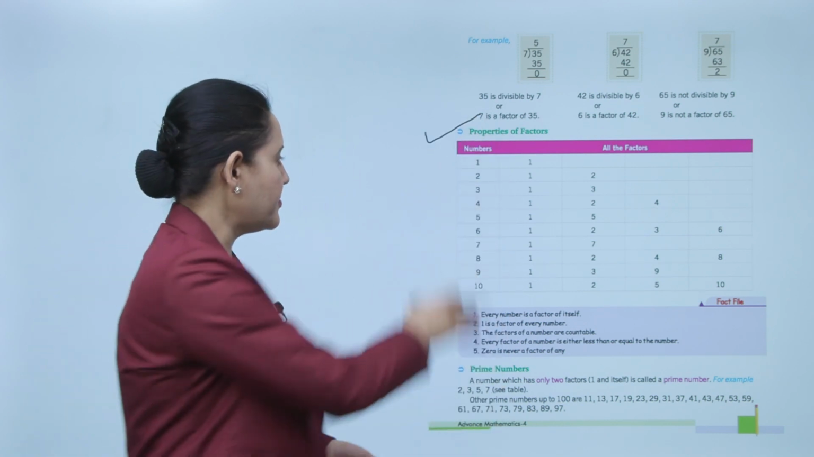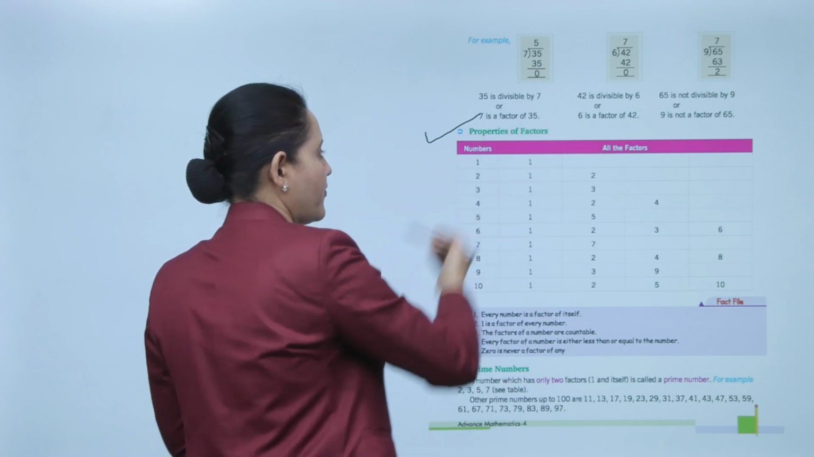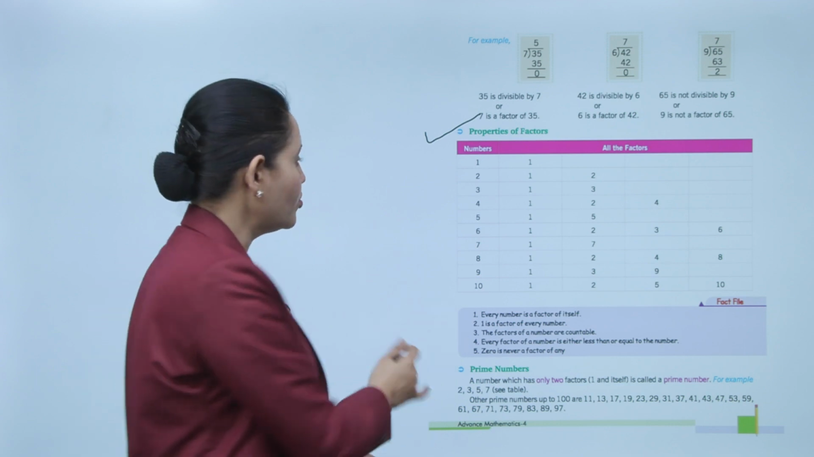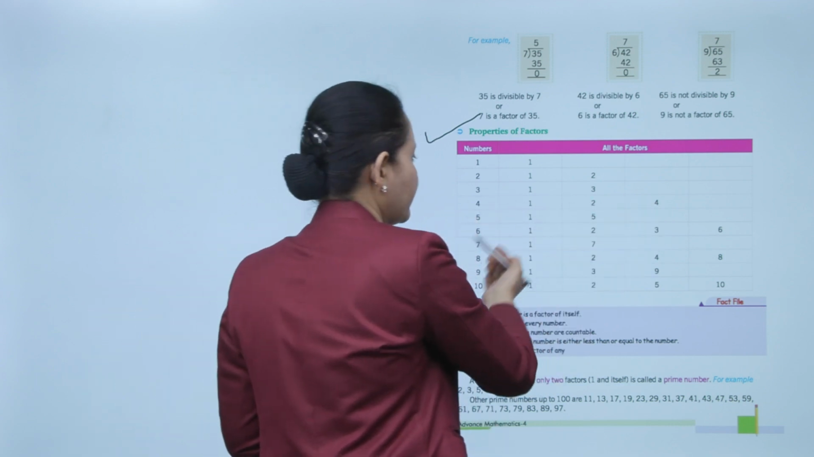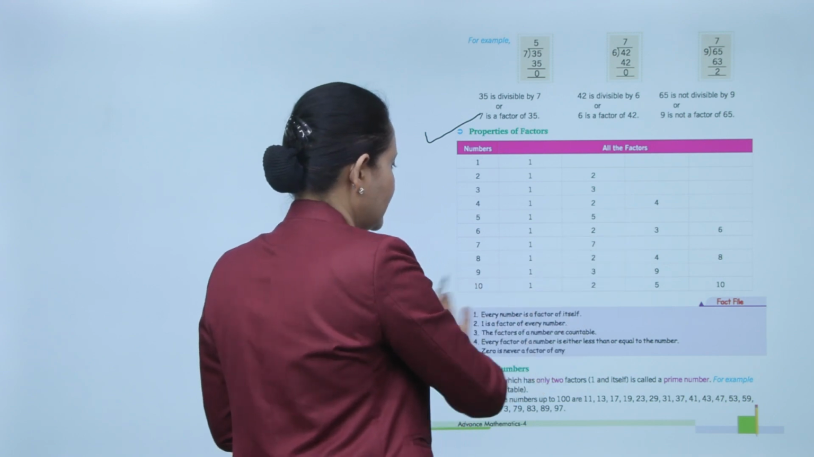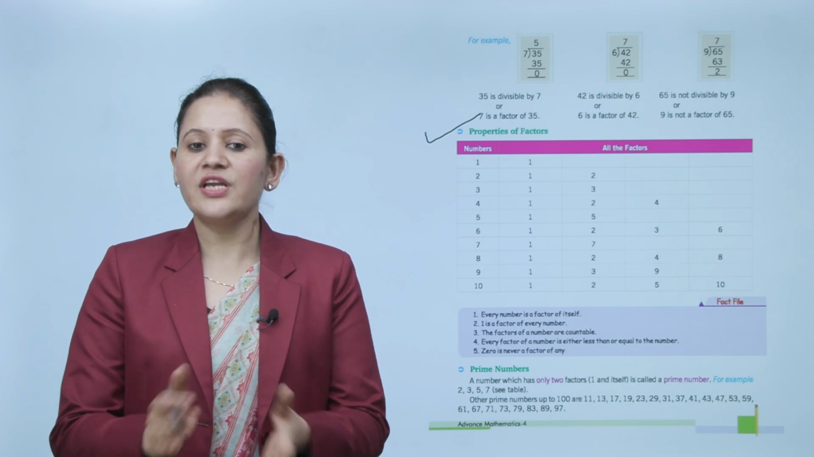Next is properties of factors. Here the numbers are given and their factors are given. Like what will be the factor of 1? 1. Of 2, 1 and 2. Of 3, 1 and 3. Of 4, 1, 2 and 4. Of 5, 1 and 5. Like this, factors are given till 10. Clear? Next is fact file.